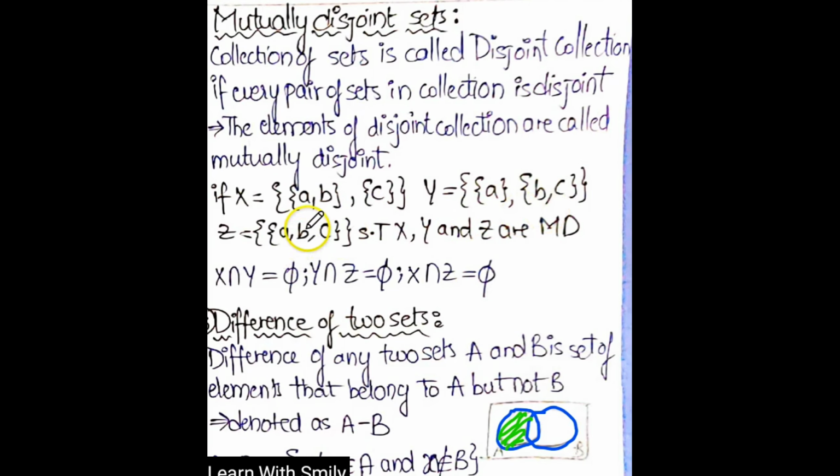So here, if you see carefully, A comma B is one set and C is another subset, and here A is one subset and B comma C is another subset, which is different from this, and this subset is different from this, right? So X intersection Y is an empty set and Y intersection Z is an empty set. Obviously X intersection Z is also an empty set. So now read the definition: if every pair of sets in the collection is disjoint, so every pair with another one is completely disjoint, then these are called mutually disjoint sets.